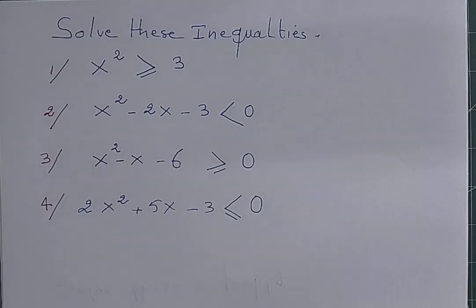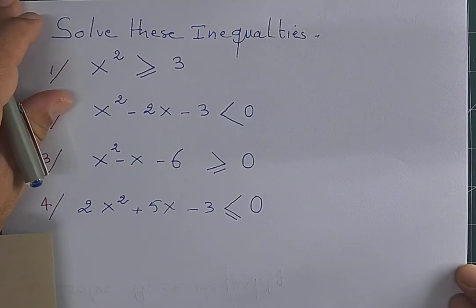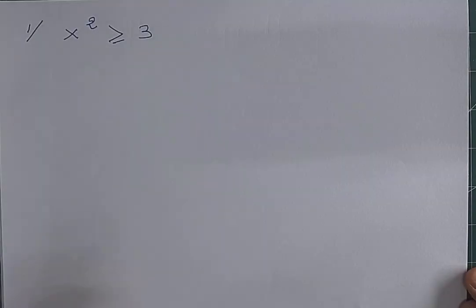So here we have the question. Solve this inequality. First one, x squared more than 3. Second one, x squared minus 2x minus 3 less than 0. The third one, x squared minus x minus 6 more than 0. The last one is 2x squared plus 5x minus 3 less than or equal to 0. So here I give you the easy way to solve these inequalities.